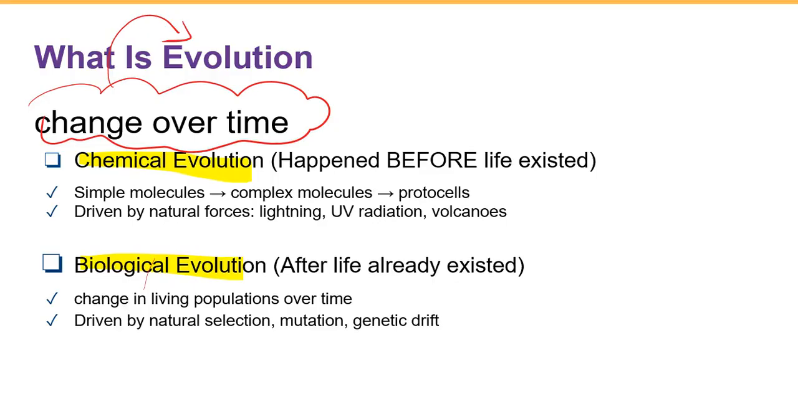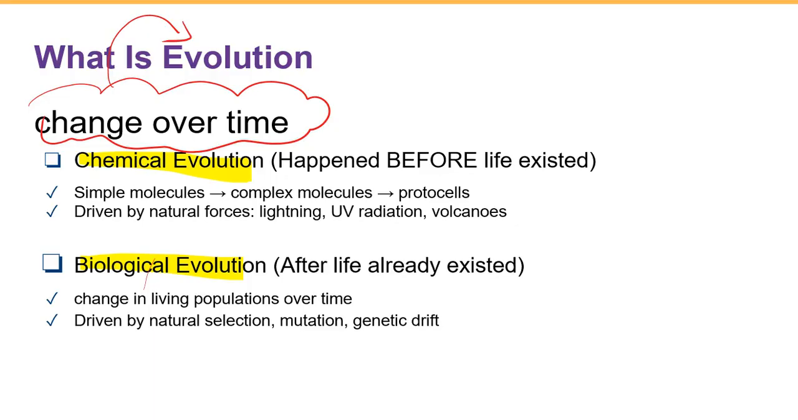Chemical evolution refers to the changes that happened before life existed on Earth. During chemical evolution, simple molecules gradually formed more complex molecules, and eventually this process led to the formation of the first cells. So chemical evolution explains how non-living chemicals slowly became the building blocks for life.